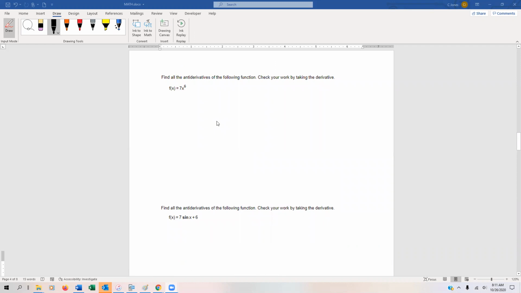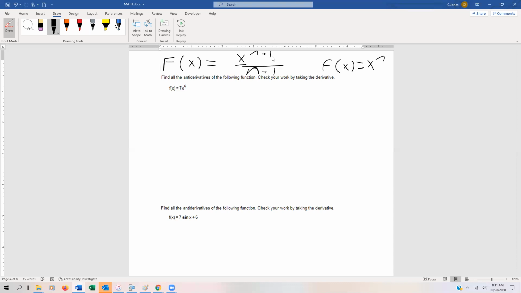Our first one that we have, f of x equals 7x to the 6th. And we have our general rule for any terms with an x to a power in it. If f of x is equal to x to the n, the antiderivative is x to the n plus 1 divided by n plus 1. And of course there's the plus c.